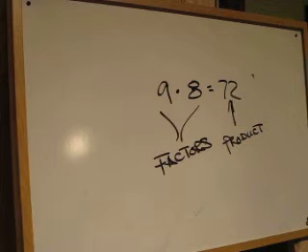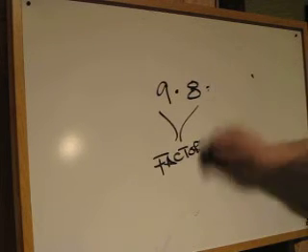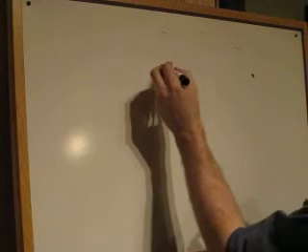So there's your factors, there's your product. And you can have two or more factors. You don't just have to have two. The next part of this lesson is on page 42. It's called the distributive property. And it is a particular property that you will be using the rest of your math life.